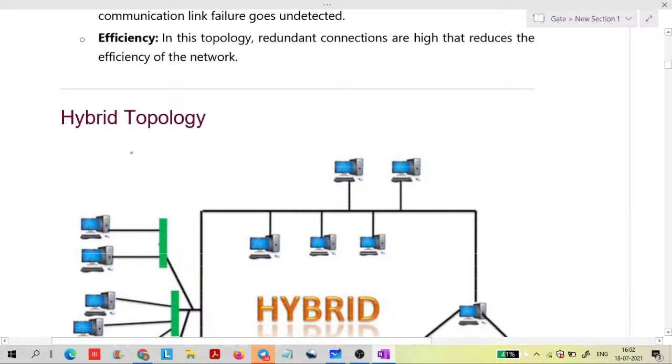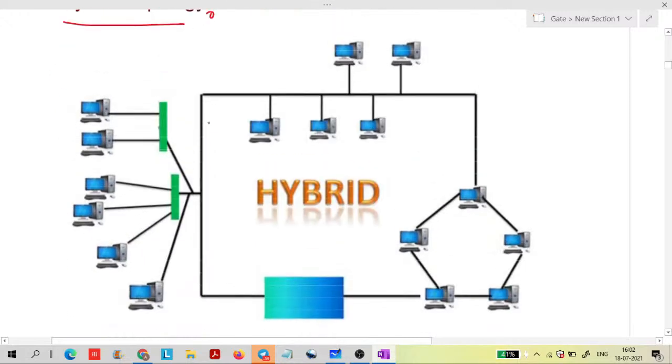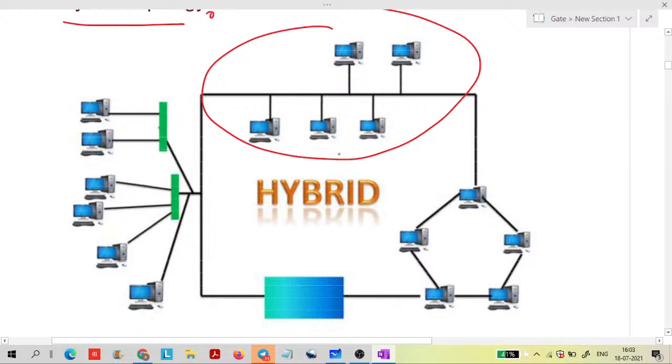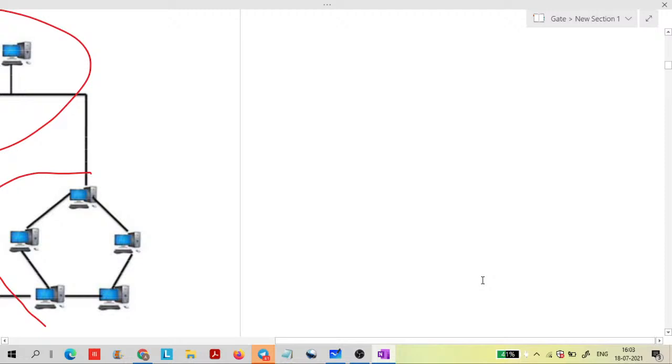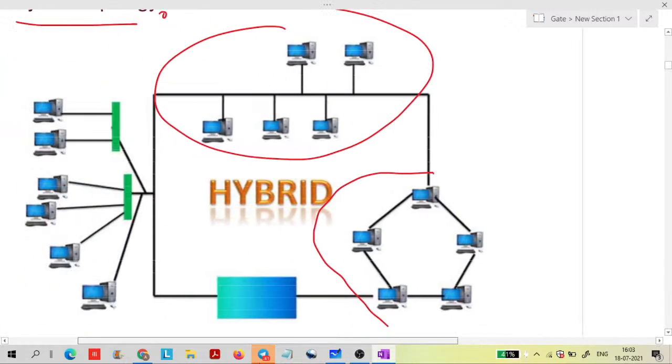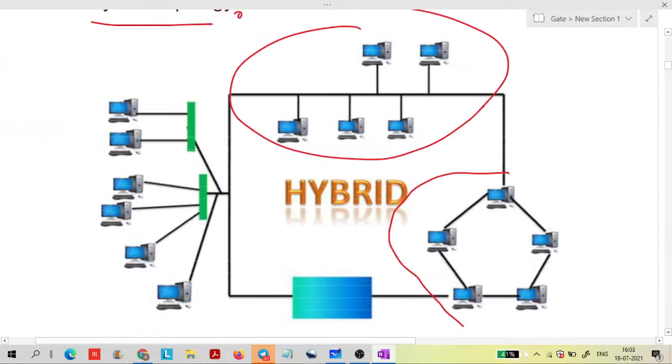Now let's come to hybrid topology. This is a hybrid topology. As you can see, this is a type of bus topology, and it is a type of ring topology.